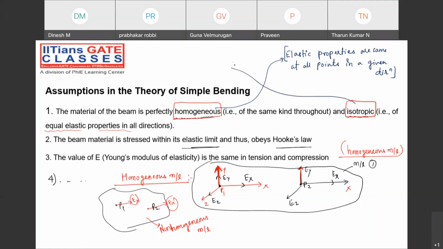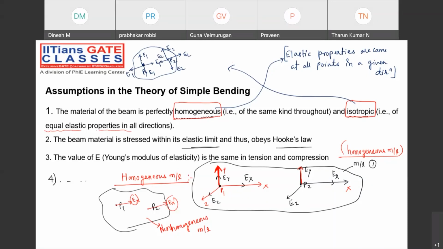What about the isotropic? Elastic properties are the same in all the directions at a particular given point. That means if any material is there, point P1 is there, then the elastic property will be the same in all the directions, suppose E1. And at point P2, the elastic property might be different, E2. So it's not necessarily the same property in a particular direction at all the points, but at a given point.